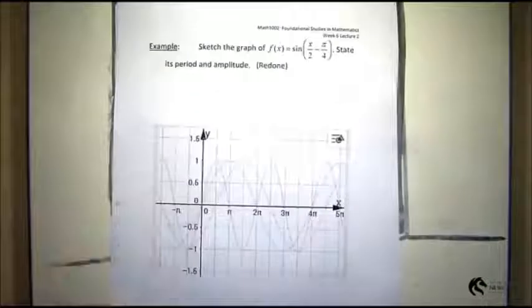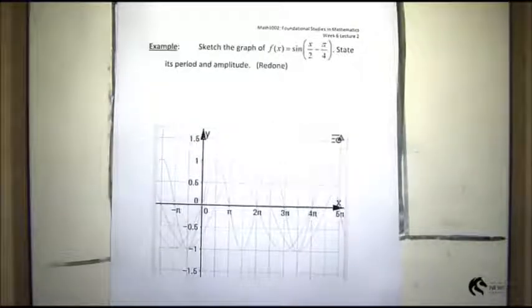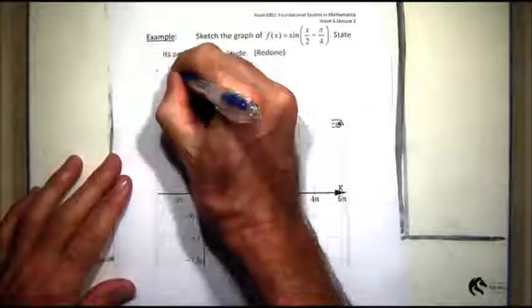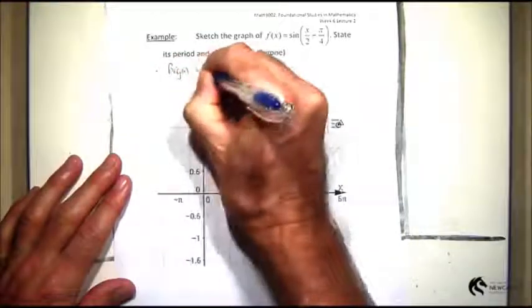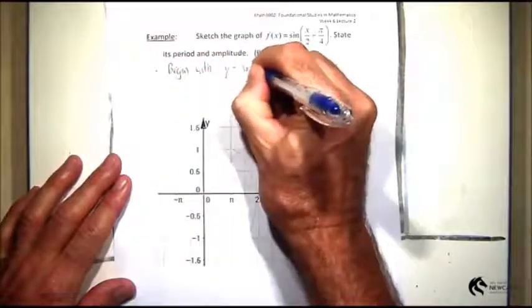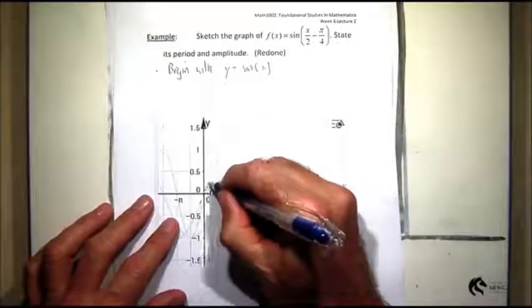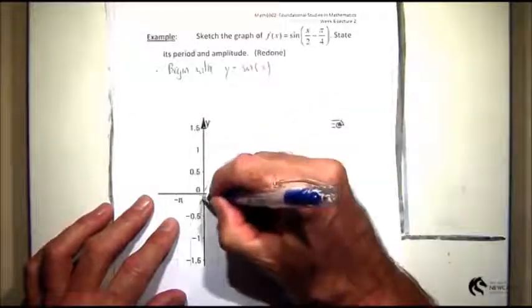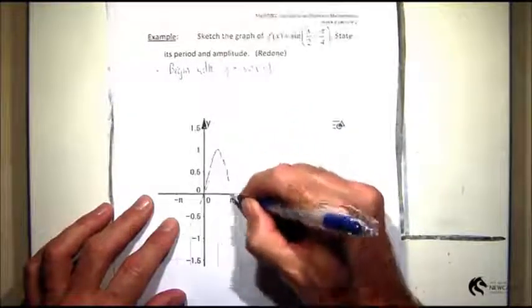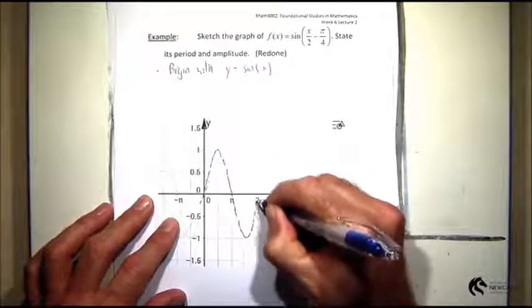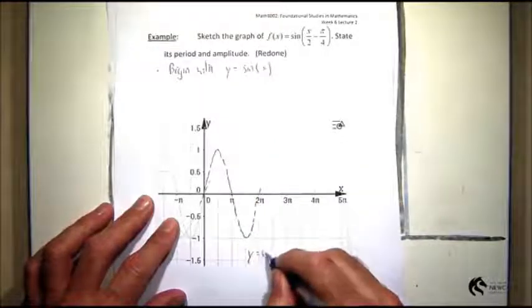Now, I noticed in the notes that that particular example had another way of doing it. So I'll just quickly go through this way. I don't think it's any better or any worse, but what it did was it said begin with the graph of sine x again. So begin with y is equal to sine x. Here's the graph of sine x in this one. So that's the graph of sine x.